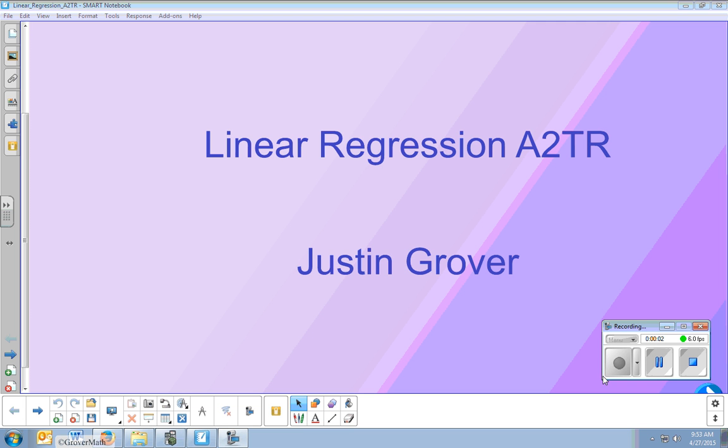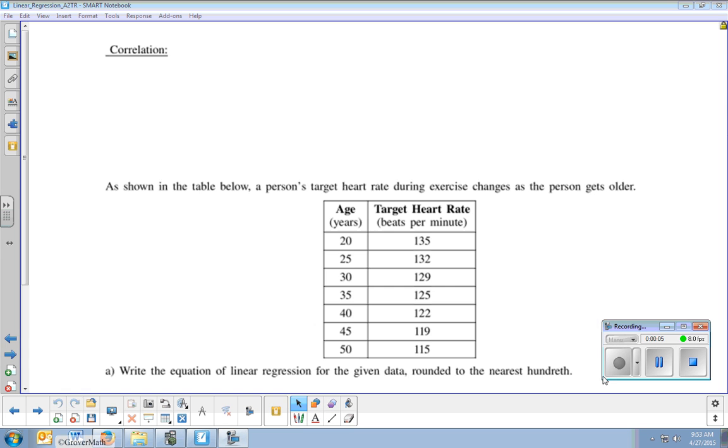Linear regression, algebra 2, trigonometry regions. So linear regression has a lot to do with something called correlation. And correlation is the relationship between two variables. Like in the example I'm going to do here, the table has age and heart rate.